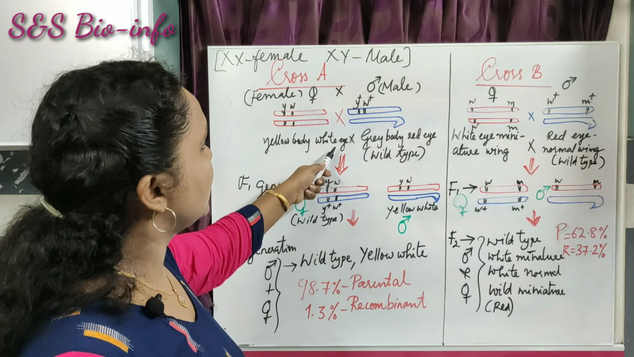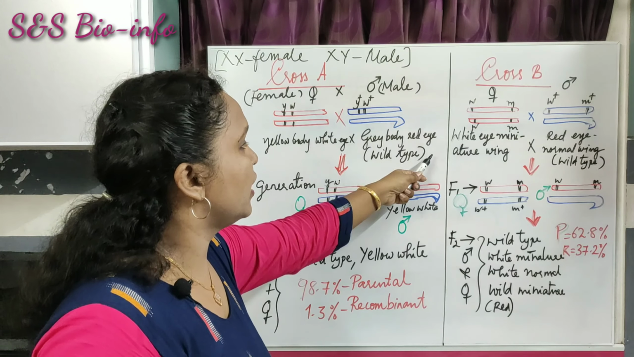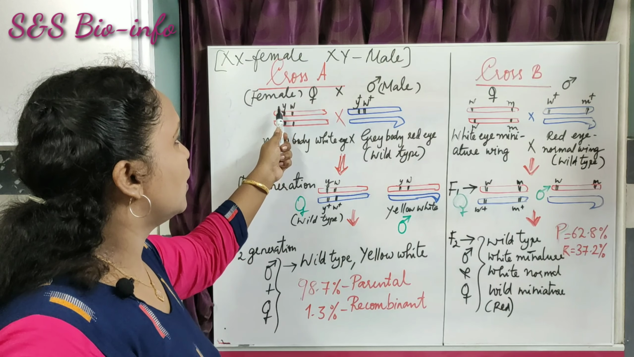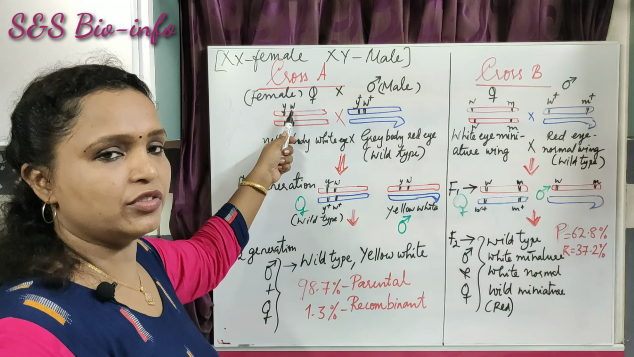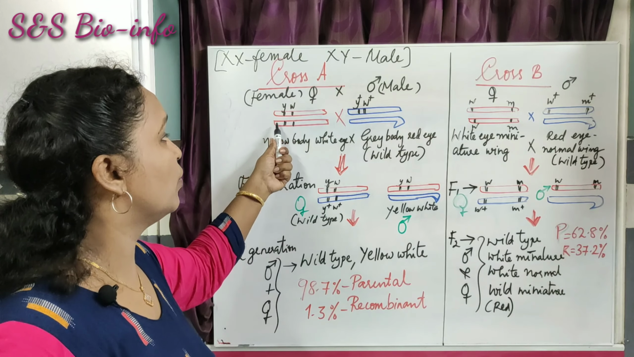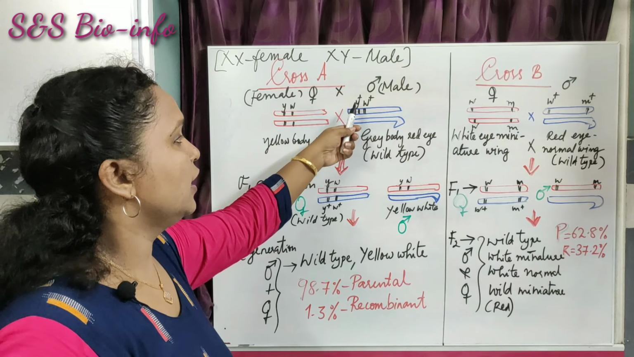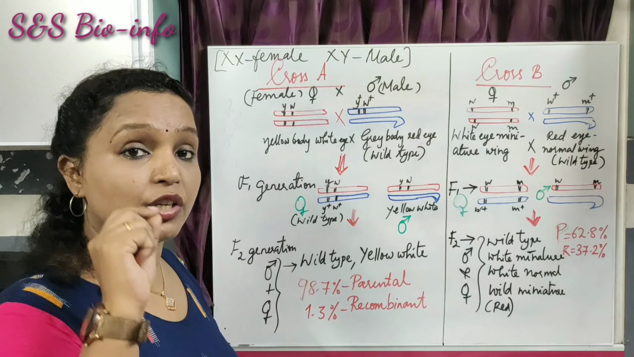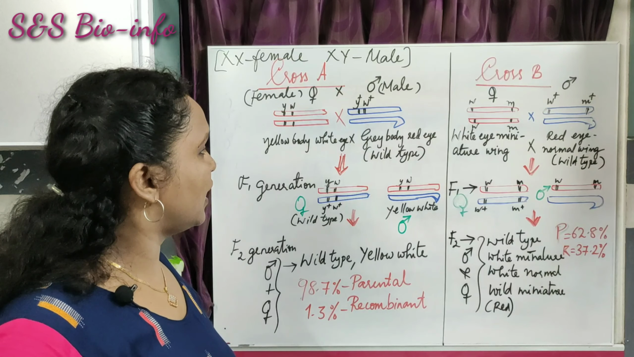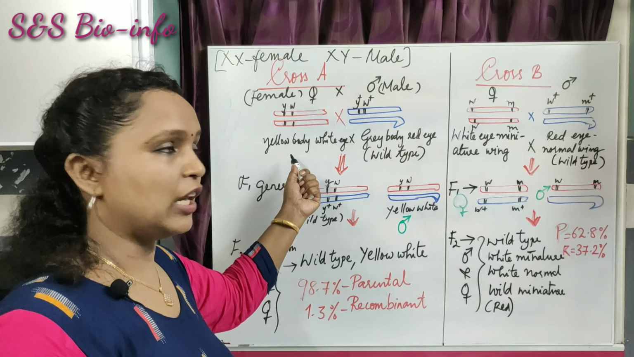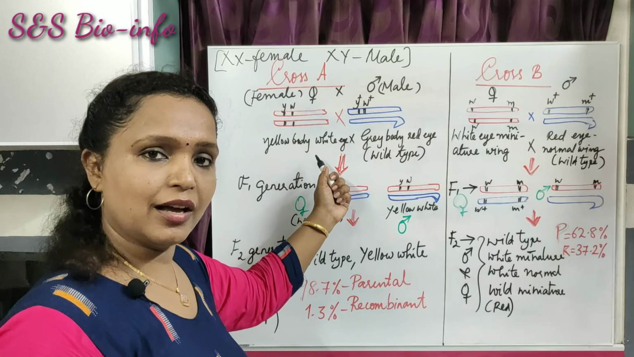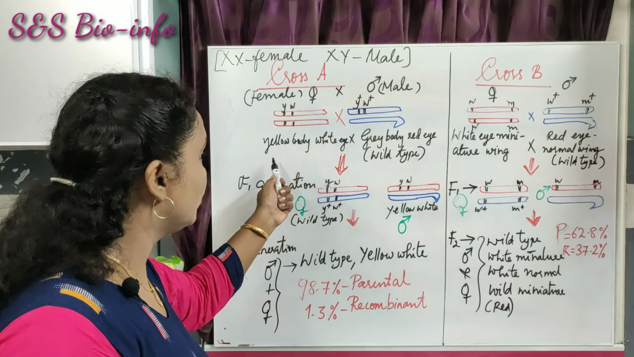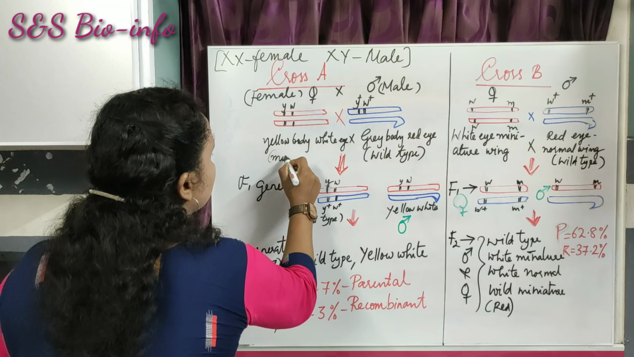So yellow body, white eye is the female; grey body and red eye is the male, which is the wild type. Here you can see y and w. These are recessive alleles that control the yellow body color and the white eye color. Here you can see y plus and w plus. The superscript plus sign indicates the dominant allele, so grey body is dominant over yellow body, and red eye is dominant over white eye. So this is wild type, meaning wild type is dominant over the mutant type. This is called the mutant type.